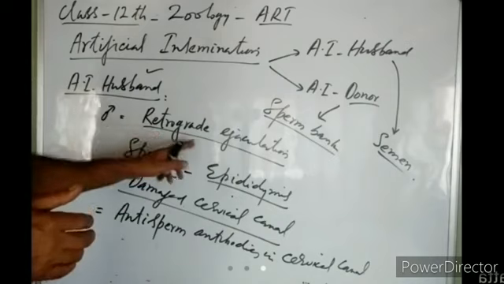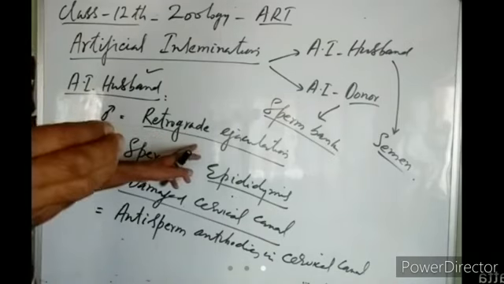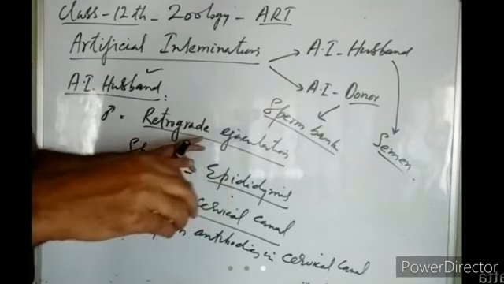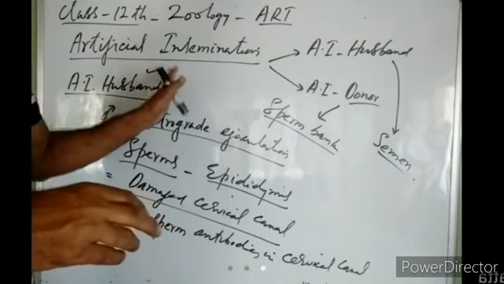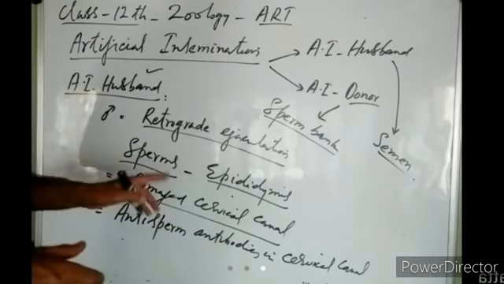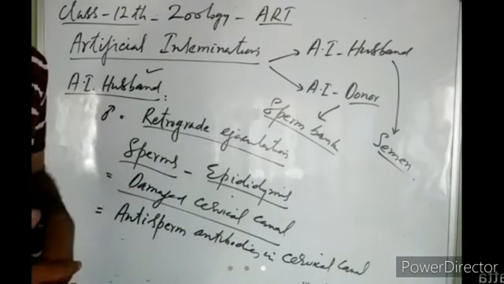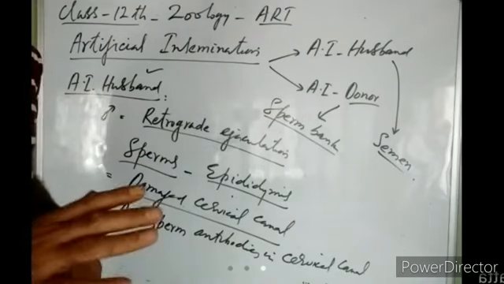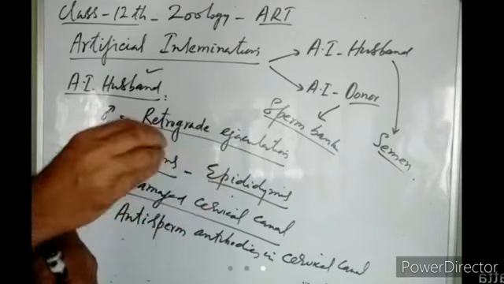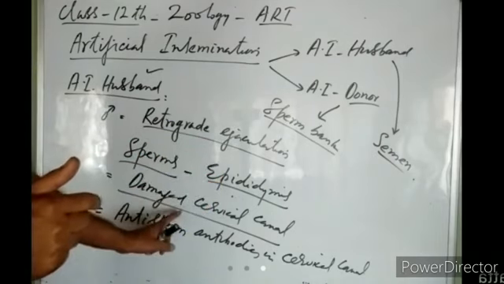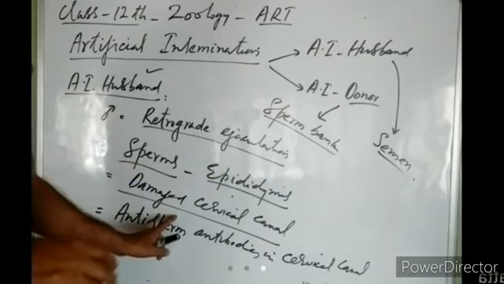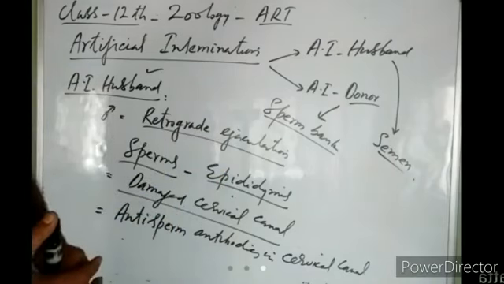In case of retrograde ejaculation, the semen, the sperms, can be directly deposited in the vagina, wherefrom they will go into the uterus and they may fertilize the ovum, or they may be directly deposited into the uterus, right? In case of a damaged cervical canal, sperms cannot be deposited in the vagina because they have to pass through the cervix, right? So in this case, the semen is directly deposited in the uterus of the female by artificial means, by a delivery tube, right?